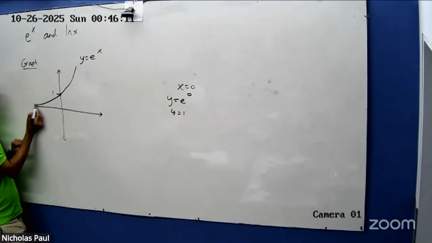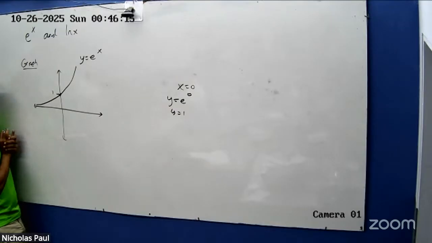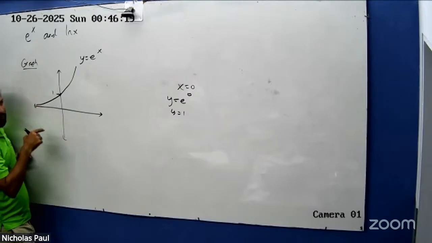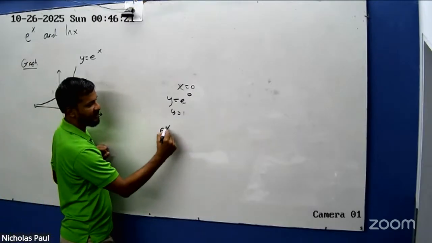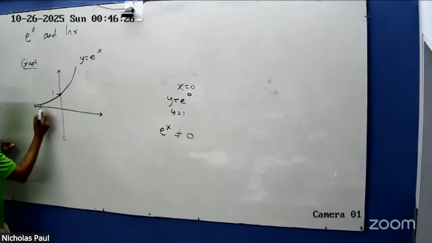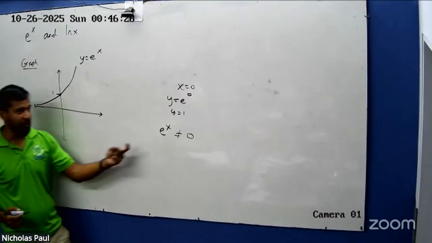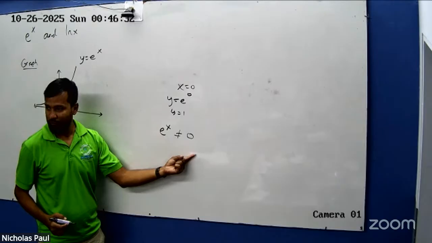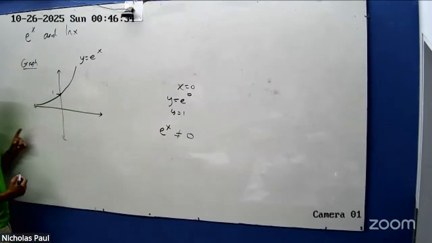The graph never touches the x-axis. The x-axis is called an asymptote. What that means is that this function, e to the x, is never equal to 0. There is no x value that you could place in here that will give you a y value of 0. All right? So that's not possible.